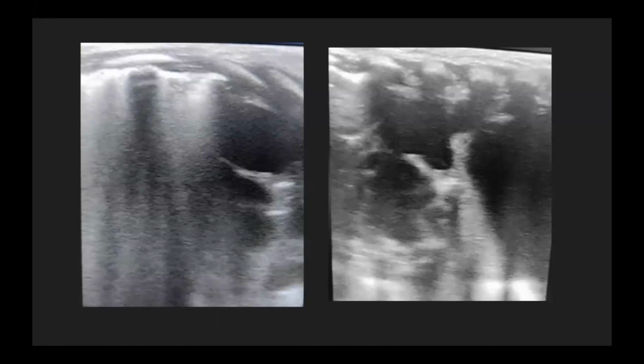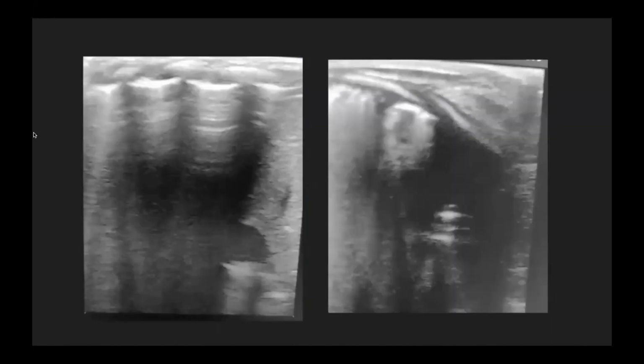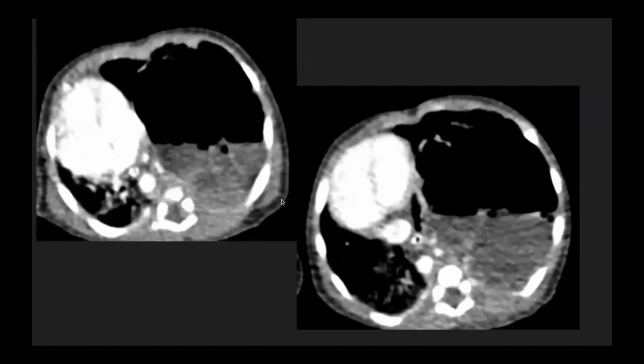A little more higher up and to the other side, we can see these normal A lines. So the right lung was normal. This is a thymus in the midline. A CT was done in view of the abnormality that we suggested and the antenatal imaging said.